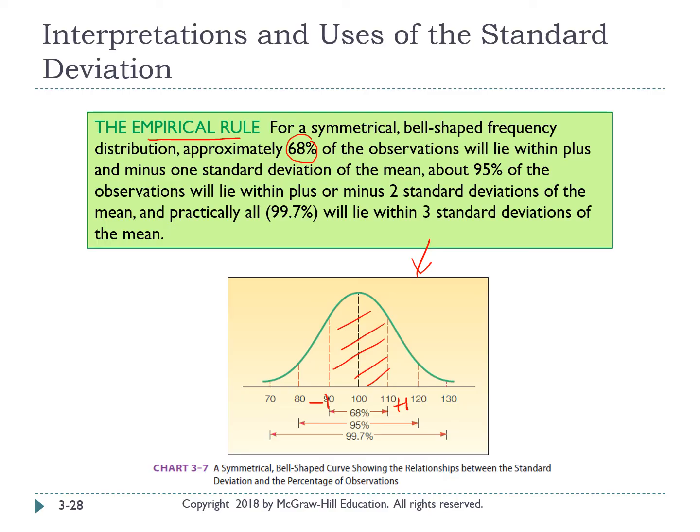The empirical rule also says that about 95% of your observations will lie within plus minus 2 standard deviations. So if you look here, 95% starts from this area. So 95% of your observations here will lie within minus 2 and plus 2 standard deviations. And last, almost all, which is 99.7% of your observations, will lie within plus minus 3 standard deviations. So 99.7% is this area. This whole area is within minus 3 and plus 3 standard deviations.